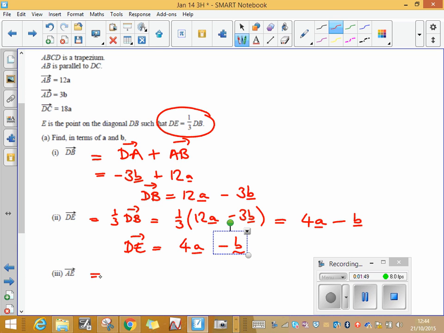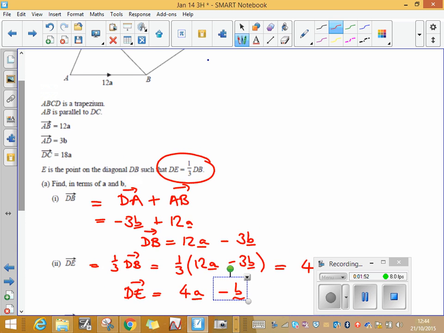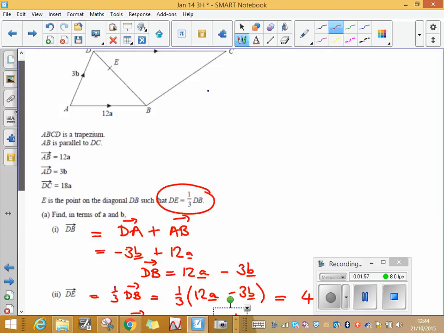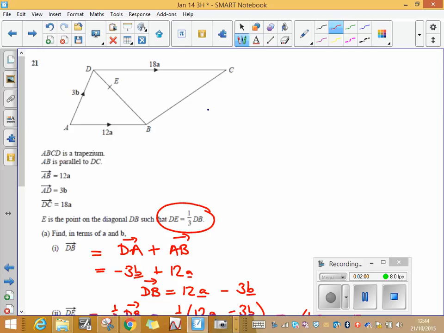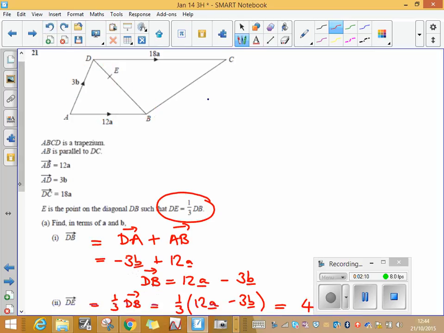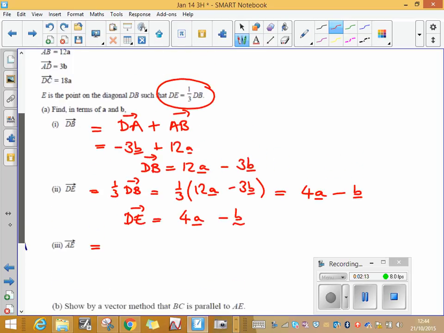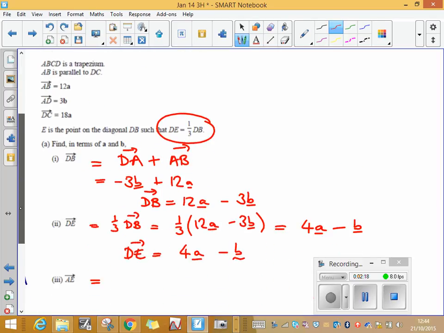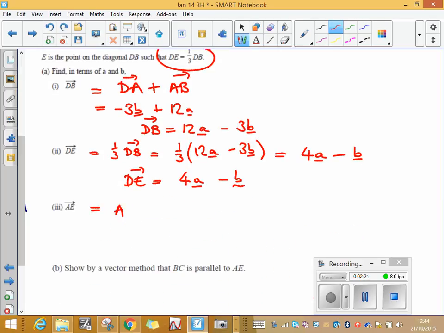Right, question now says find AE, and it's always useful to look at what you've just found. AE, I've got a choice of ways that I can go for AE. I could go that way round, or I could go that way round. But if I choose carefully, I am going to use the one which is most useful to me, and I have just found DE. So for AE, I'm going to do A to D, and then D to E, because I already know DE.